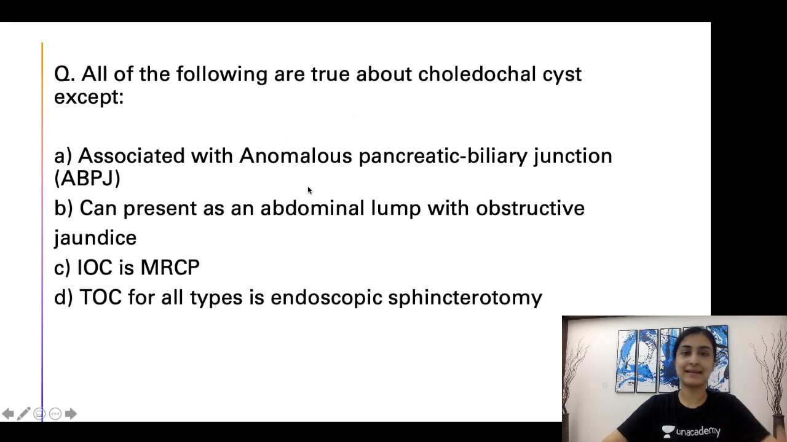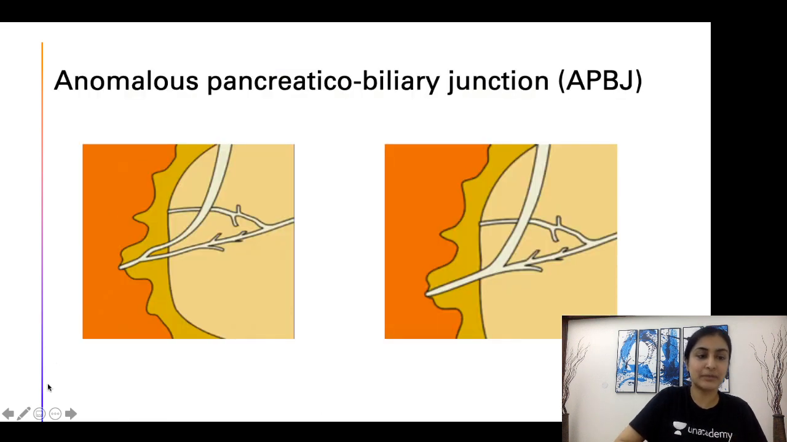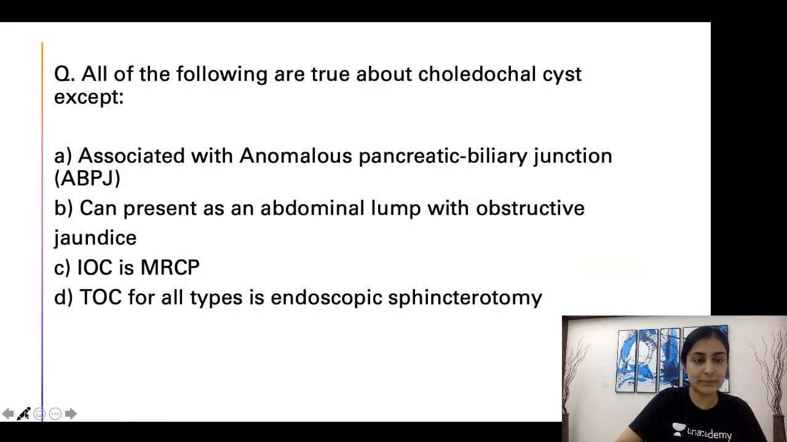Alright, so let's analyze the question. Let's look at each of the options one by one and understand what they are saying. The first option is that it's associated with an anomalous pancreatico-biliary junction. This is a true statement which actually explains the pathophysiology, the hypothesis behind the occurrence of these choledochal cysts. So let's understand what we mean by this APBJ.